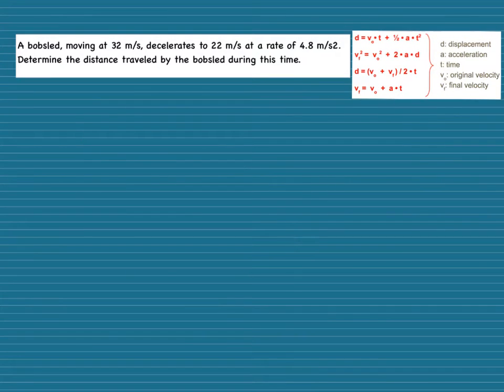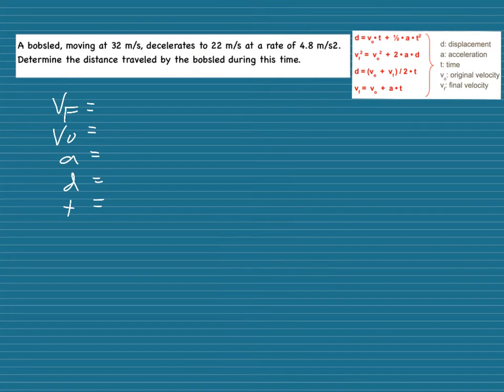Okay, our next example, like I said, we're going to go ahead and write down all 5 variables. We have final velocity, initial velocity, acceleration, displacement, and time.